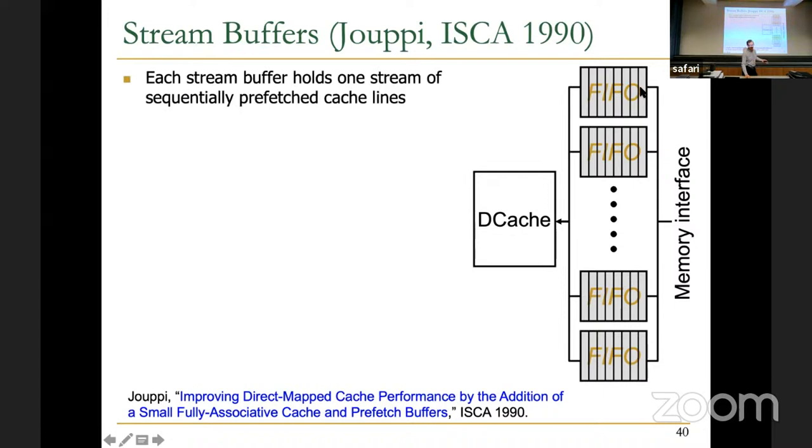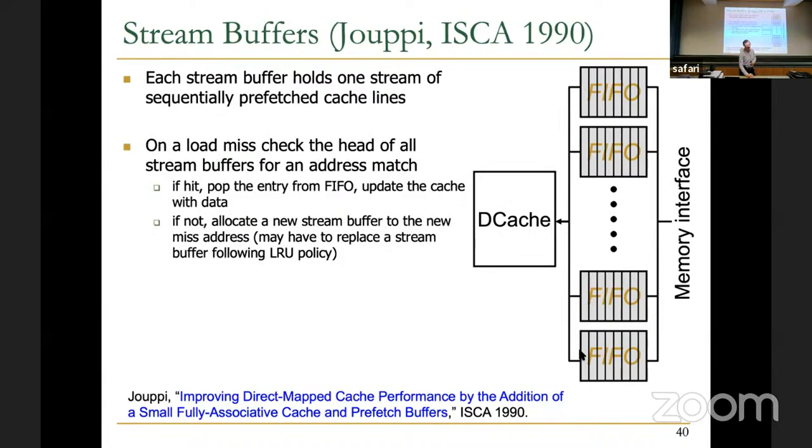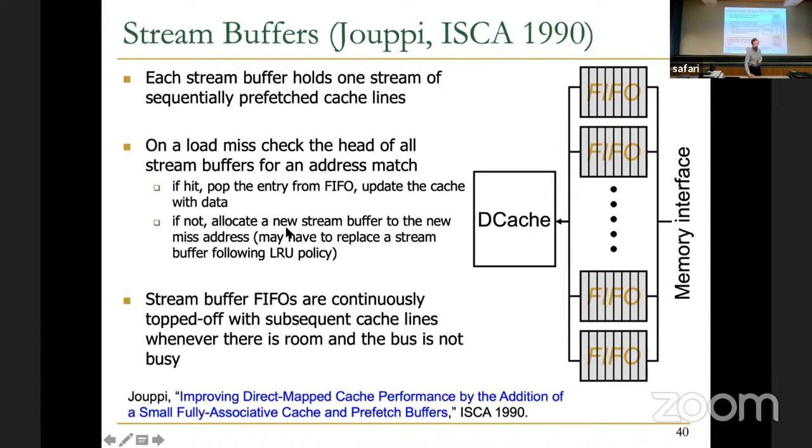What you see over here is A+1, A+2, A+3, A+4... Assuming it's full, it could be the entire thing. On a load miss from the data cache, you check the head of all the stream buffers for an address match. If there's a hit, you pop the entry from the FIFO and update the cache with the data. So you bring the data from the FIFO to here. If not, you allocate a new stream buffer to the new miss address.